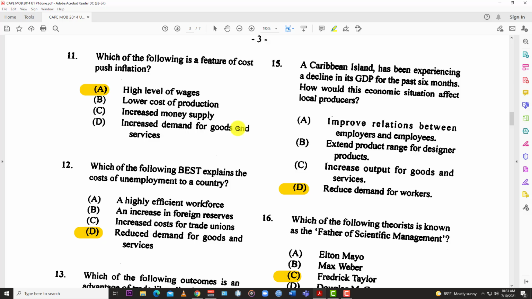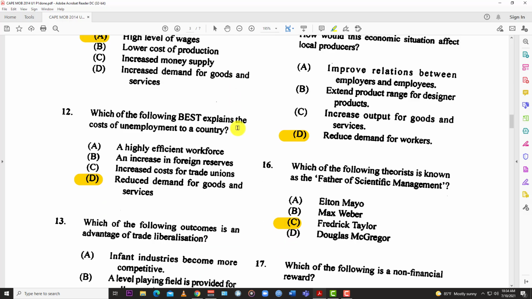Increase money supply. Now that would lead to inflation, but that would be on the demand side of things. Because what we're saying is that if you have an increased money supply, everybody has money in their hand now, and so demand would increase. You have increased income, your demand tends to increase, and so that would lead to inflation from the demand side, right? Not really the cost side, the demand side. Then you have increased demand for goods and services, again, demand side inflation. Then you have number 12.